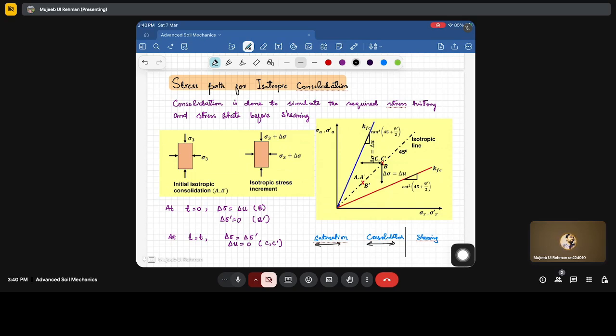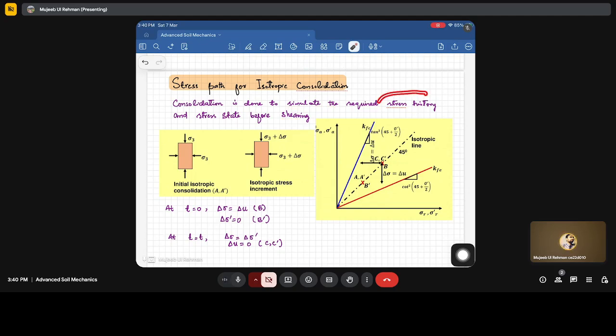But it will give us an idea of how the soil will behave in the field. So these two stages are mainly to replicate the field condition, and we are doing this consolidation stage to replicate the field. That's why this consolidation is done: to simulate the recovered stress history and stress state before shearing.